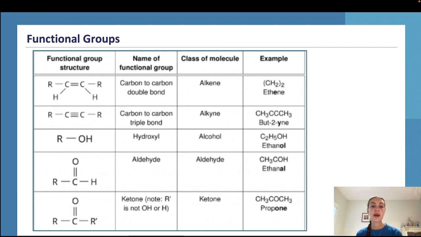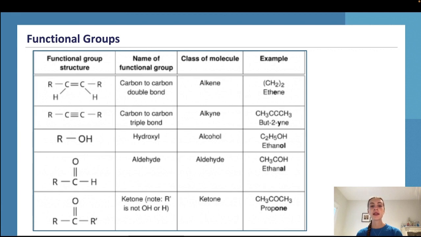Next, we can look at some functional groups, and we will delve further into what these are. But just to start off with, we'll go through a general overview of what these functional groups are and what features make them what they are. The first one, since we've already looked at alkanes, is alkenes. Alkenes are very similar to alkanes, except their functional group is a carbon-to-carbon double bond.